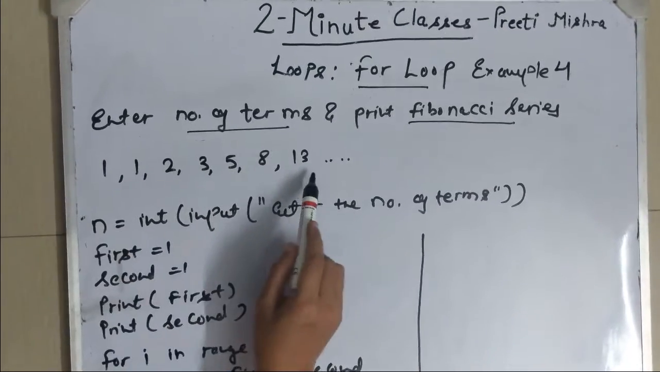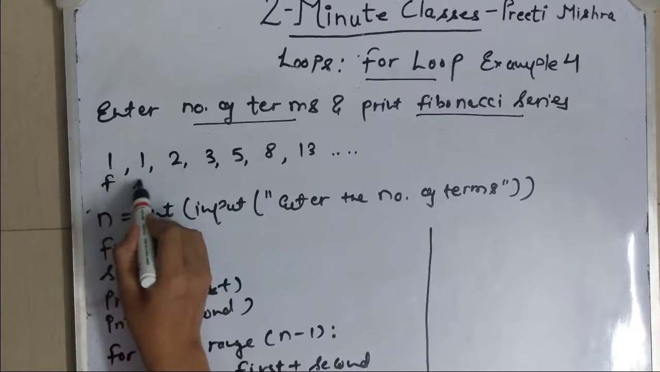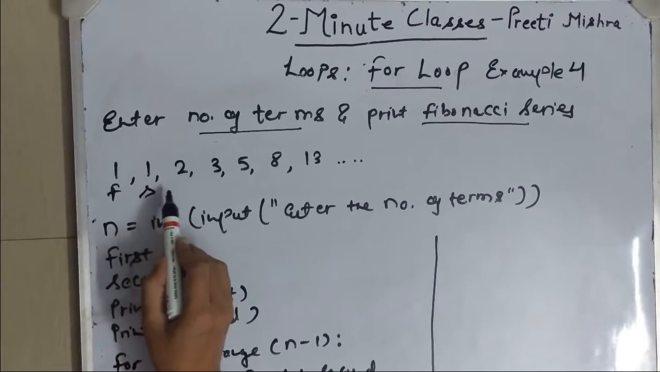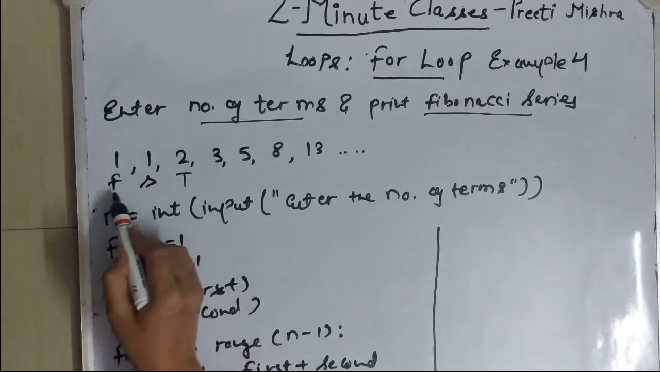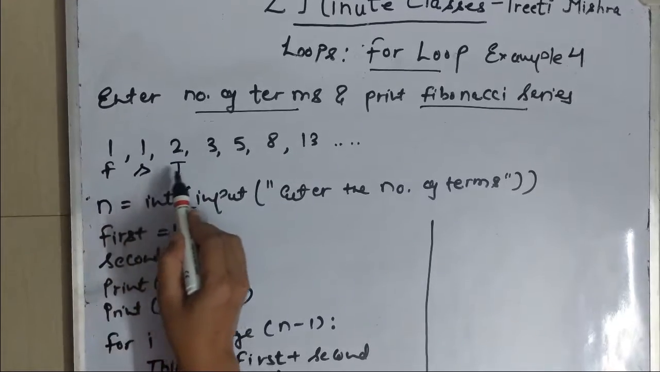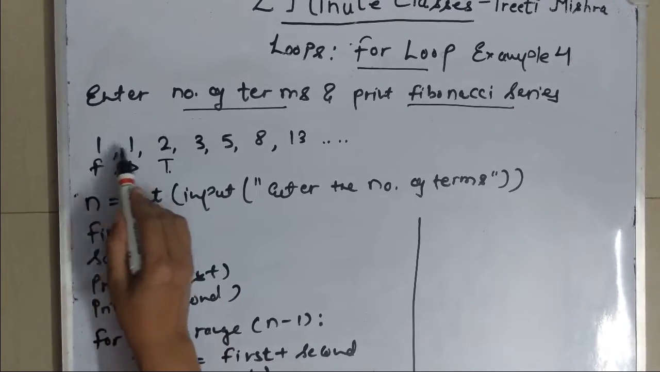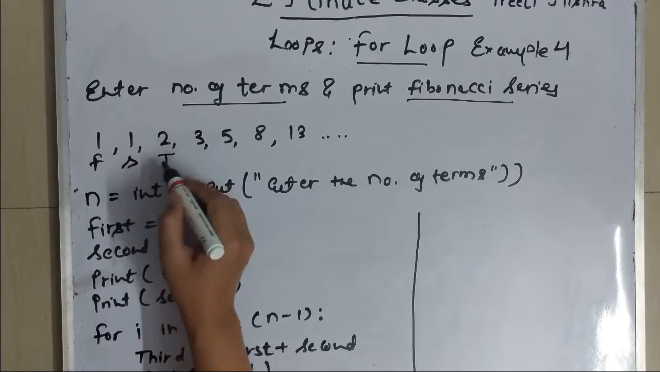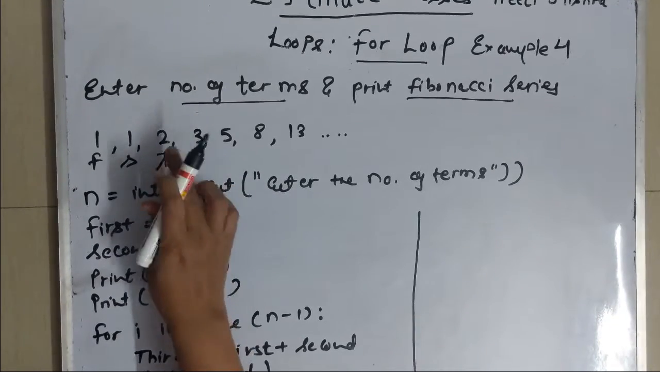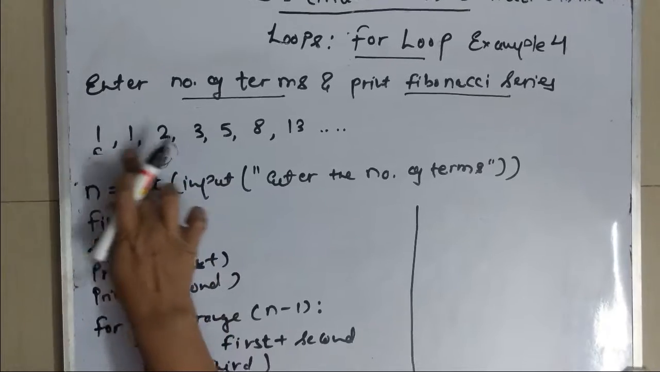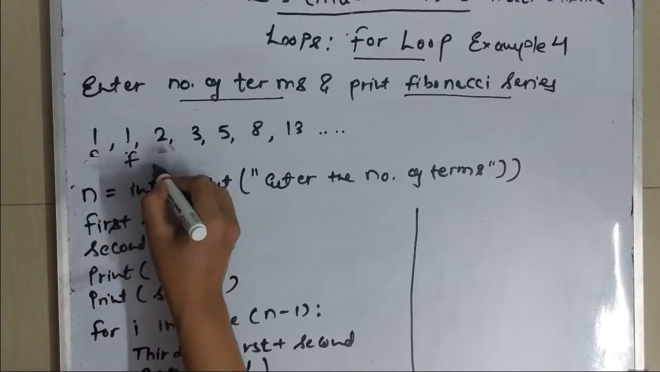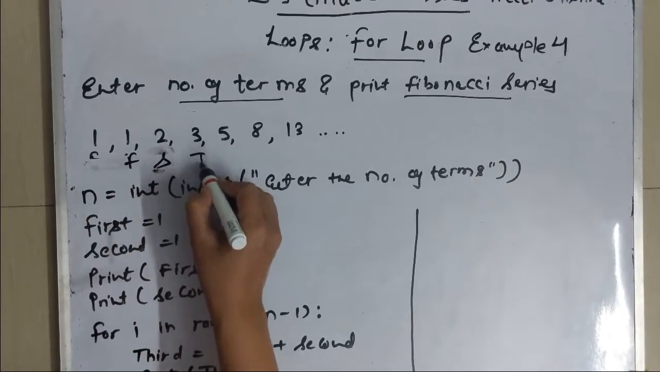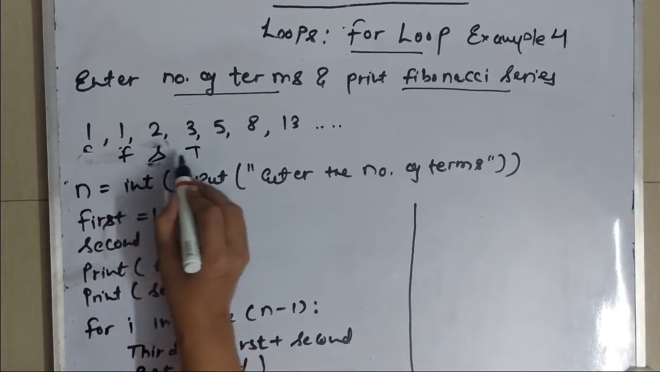Fibonacci series looks like this. The first and second terms are 1 and 1, and the third term is always equal to the sum of first and second term. So the third term is going to be 1 plus 1, that is 2. Then it will move forward. Third term will become second, and like this. So this will become first and this will become second, and the third term is again the sum of first and second, that is 1 plus 2 is 3.